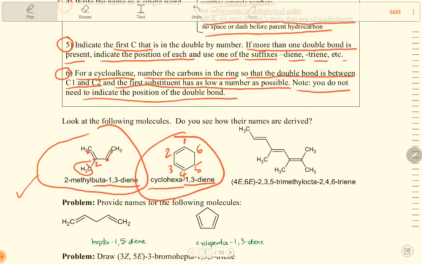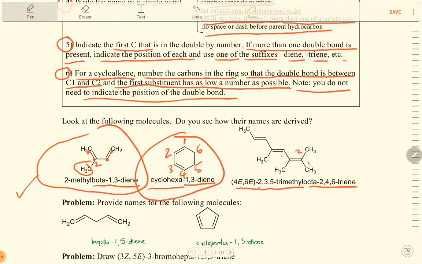Now 4E, 6E, 2,3,5-trimethyl octatriene. So there is an 8 carbon chain. So 1, 2, 3, 4, 5, 6, 7, 8. Alright. You can number it.